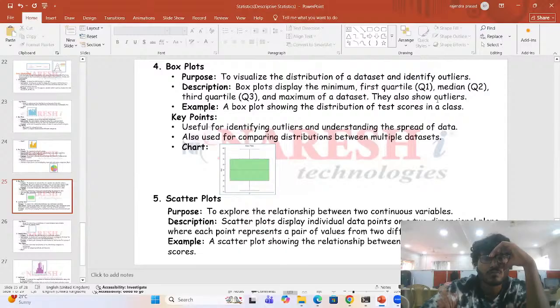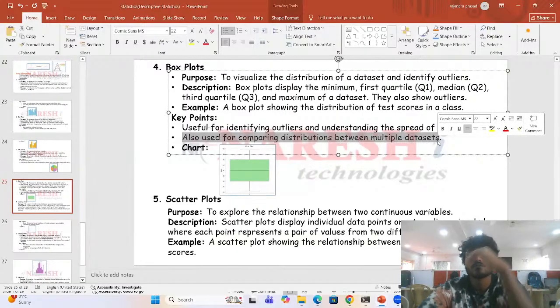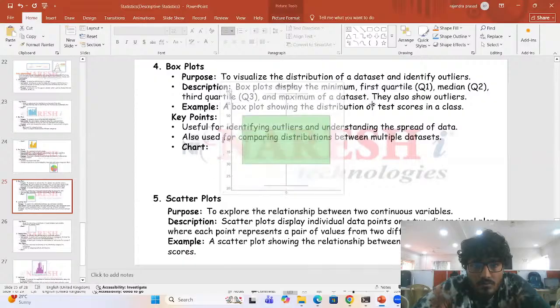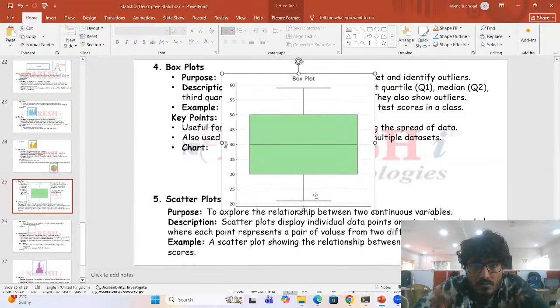Okay. Yeah. See, key points. This is useful to identify the outliers and even understanding the spread of the data. Also, use it to compare the distribution between multiple categories or multiple data sets. See, this is how it looks like. You see, guys, this is the box plot.